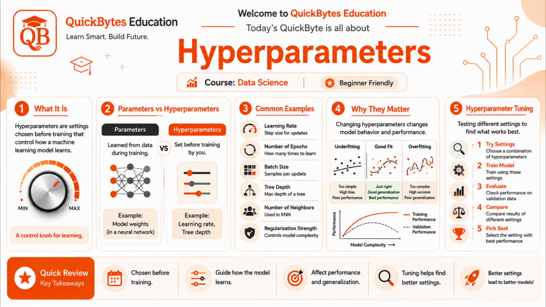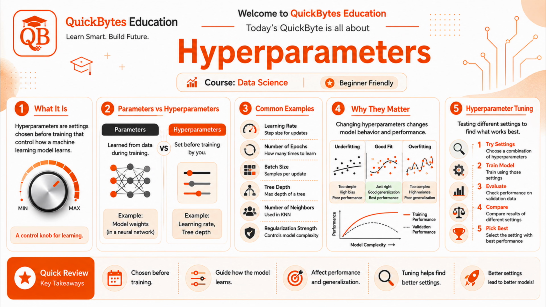Let's get started. Machine learning models do not just magically train themselves perfectly. Before a model learns from data, there are settings that control how that learning happens. Those settings are called hyperparameters, and if that word sounds intimidating, don't worry. A hyperparameter is basically a control knob for a machine learning model. Change the knob and the model may learn differently.